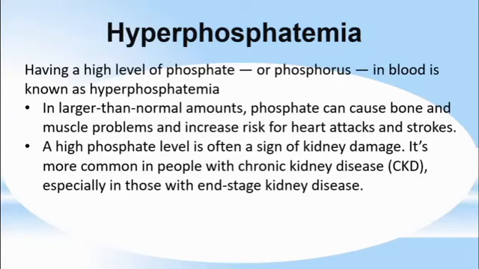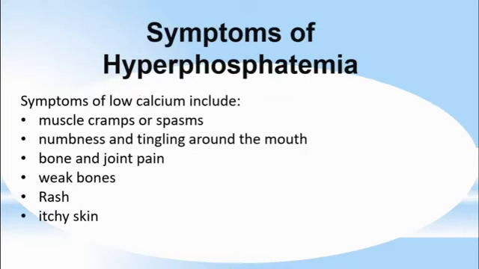Then there is a condition when you have high levels of phosphate, that is called hyperphosphatemia. In larger than normal amounts, phosphate can cause bone and muscle problems and increase the risk of heart attacks and strokes. A high phosphate level is often a sign of kidney damage. It's more common in people with chronic kidney diseases, especially in those with end-stage kidney disease.